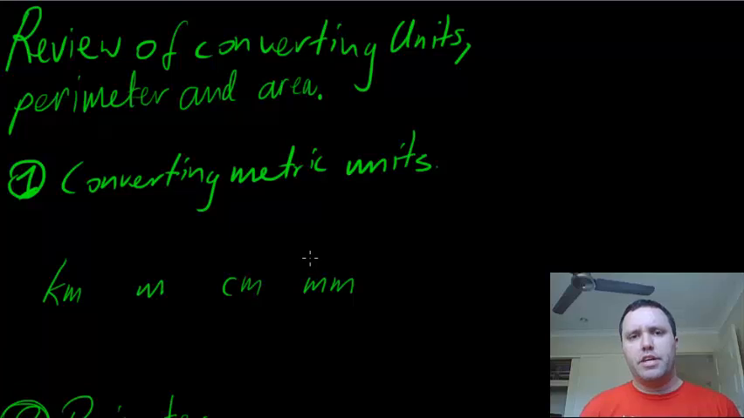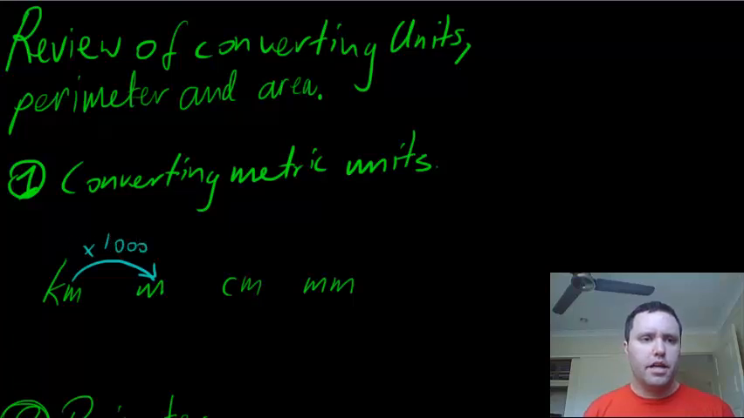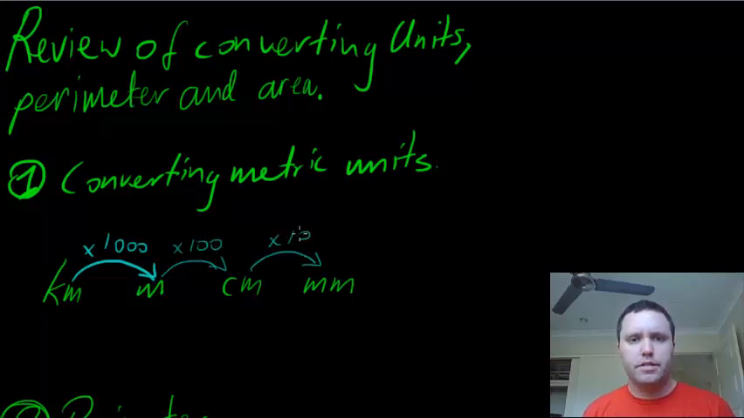Now, metric means that it is in powers of 10. So what you need to think about when you're converting between metric units is thinking about multiplying or dividing by powers of 10. So let's do the easy one. If we're going from kilometers to meters, you'll want to multiply by 1000. And if you are going from, say, meters to centimeters, you're going to be multiplying by 100, and centimeters to millimeters, you're going to be multiplying by 10.